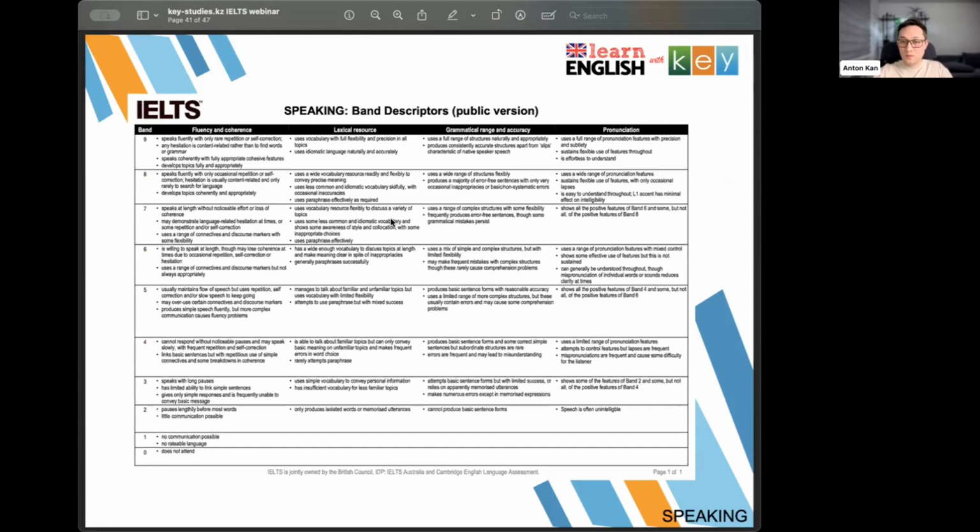Band descriptors should be studied to understand what is expected from you as an IELTS candidate. And in our course, we also do it, and also we learn ceilings, which can prevent you from getting a high score. Ceilings are conditions in band descriptors that you have to fulfill to get a specific score.